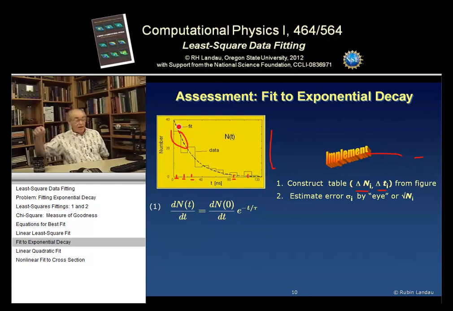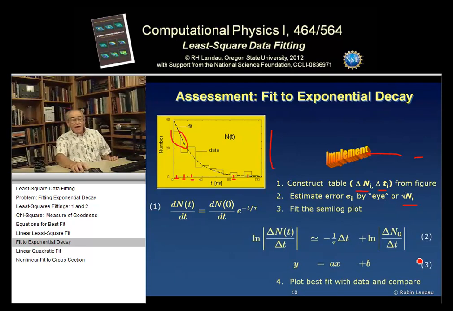Your smooth curve, you can imagine one in your eye, or you can use one of the rules for large numbers. If we had large numbers, we'd expect the fluctuation to be like the square root of n. So that could work here too. If n here is 30, the square root of n might be 5.5. If n here is only 10, the square root might only be 3. That's a reasonable error. So that's the data.